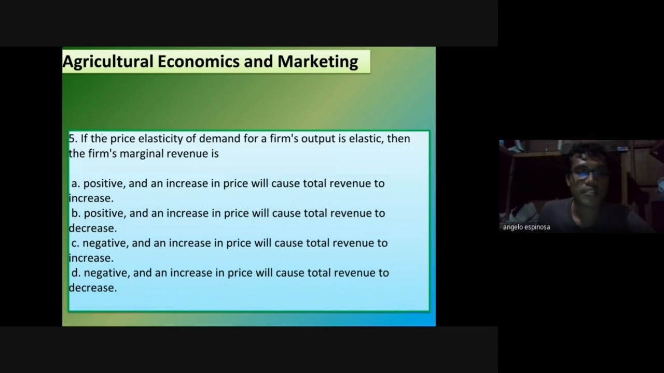Number five. If the price elasticity of demand for a firm's output is elastic, then the firm's marginal revenue is blank. Pinag-uusapan yung marginal revenue ng firm. So the correct answer here is letter B. It is positive, and an increase in price will cause the total revenue to decrease. Bakit? As the law of demand, when the price is increasing, the quantity demanded is decreasing. Meaning, the total revenue is also decreasing. So that is letter B.